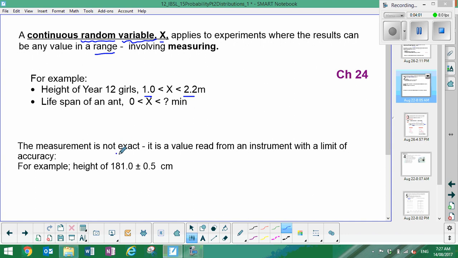So it's not exact. We can't say the lifespan was exactly 1 minute. It's a value that's read from an instrument and there'll be a limit of accuracy. So if I wanted the heights of students that were 181 centimetres, does that mean 181.000? Where's our limit of accuracy? So for all of these, you can't specify an exact point, because remember, a point has no dimension. So it's within some plus or minus value that we're saying we want the height of these girls.